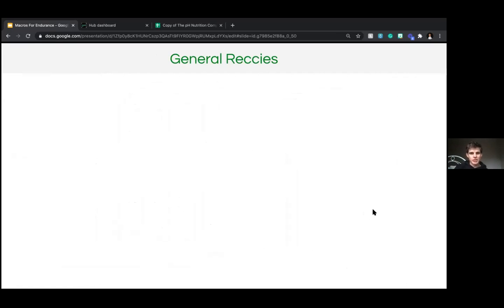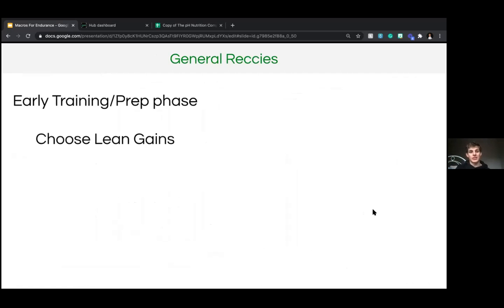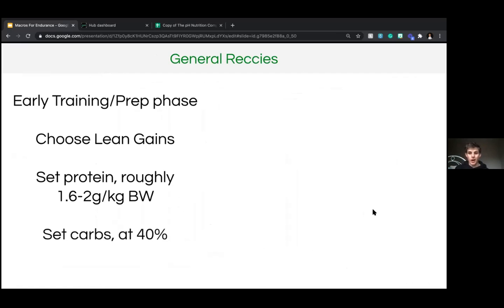So we've got some general recommendations here. In that early training prep phase, you want to choose lean gains on the template, and we're going to run through this. Going on to the strength template, choosing lean gains, set protein to roughly 1.6 to 2 grams per kilo body weight. Then set carbs, it's going to be around 40%. And these are just baselines, so you can tweak these afterwards as well. And then set fats at around that 35%. So that's going to be the early training and prep phase.